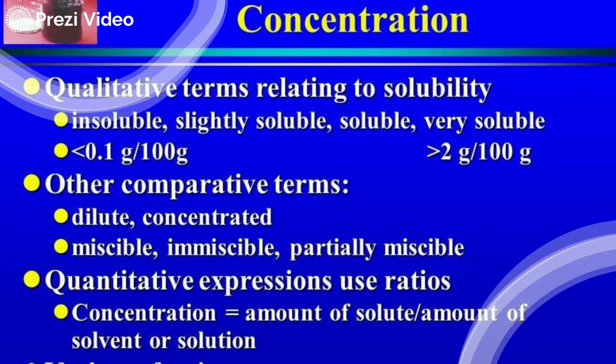Other forms of comparative terms for the qualitative estimation include dilute solutions, concentrated solutions, miscible, immiscible, and partially miscible. These are the various visual ways by which, without estimation, you can judge whether solubility has taken place or not. Other ways of expressing solubility by quantitative techniques include calculating the amount of the solute which actually goes into the solvent to form the solution.